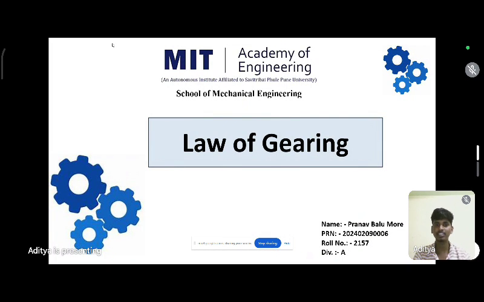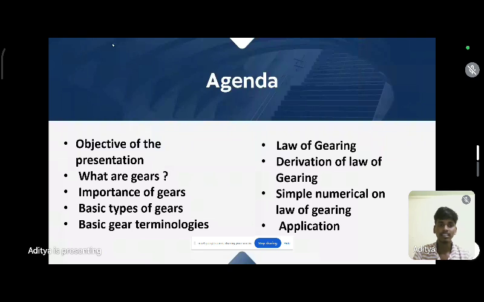Today I am presenting the topic on law of gearing. This is the first slide, the agenda. First is the objective of the presentation, then what gears are, then the importance of gears, then basic types of gears, and then basic gear terminology. This is all we will cover in this session.